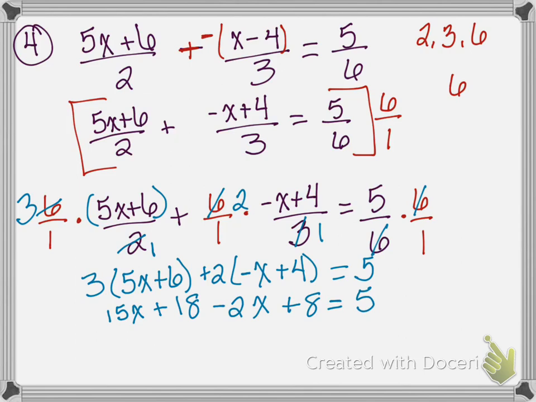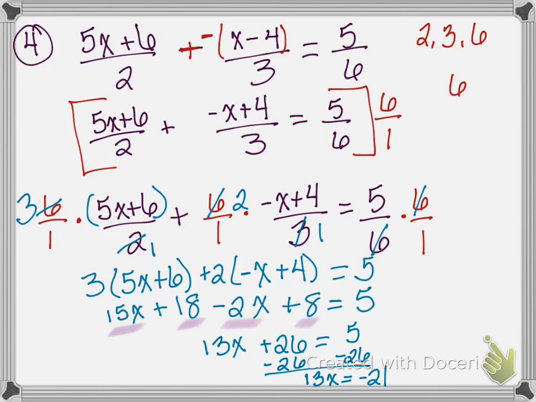Okay, I have some like terms. 15x and negative 2x. Then I have 18 and 8. Okay. My next step, I'm going to subtract 26 from both sides. I'm left with 13x equals negative 21.